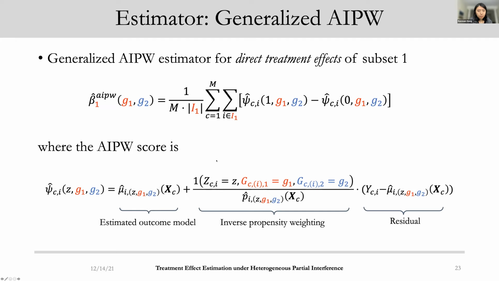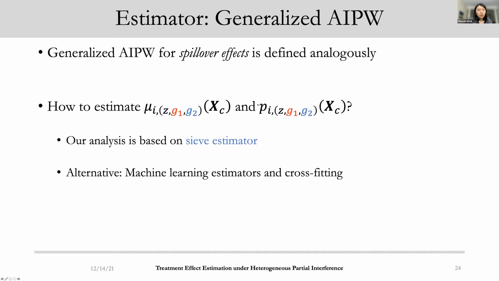The generalized AIPW for other estimands, such as spillover effects, is defined analogously. The estimation of the outcome and propensity model is conceptually similar to the conventional case. Our theoretical analysis is based on the sieve estimators, and we use this sieve estimator to derive the asymptotic properties of our estimator. However, we can also use machine learning estimators and also use the idea of cross-fitting to avoid overfitting to estimate the outcome and propensity model.